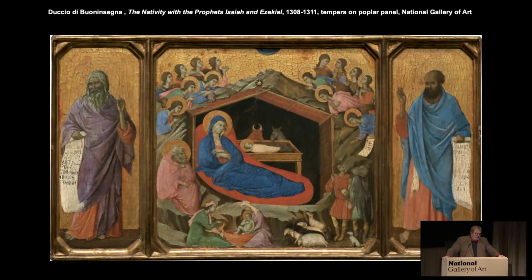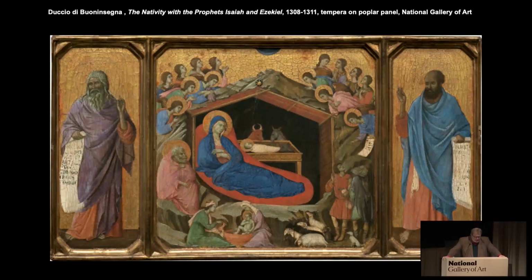Each character holds a scroll. We can read what's on the scroll. It's in Latin, not in Greek. And in the case of Isaiah at the left, he's quoting from his prophecy, Isaiah 7:14, which I'm sure you all know. It's, "Behold, the virgin shall conceive and bear a son, and shall call his name Emmanuel." So that's what's on his scroll. So an Old Testament prophet is foretelling the birth of Christ.